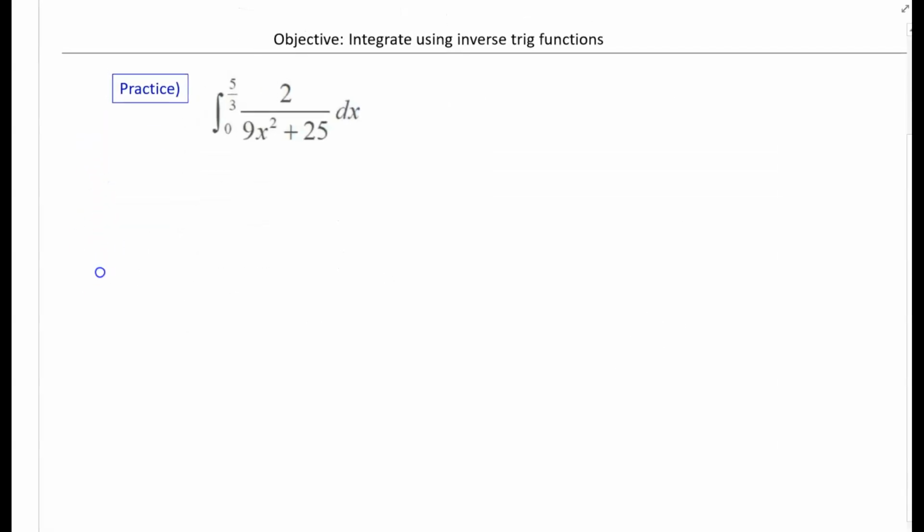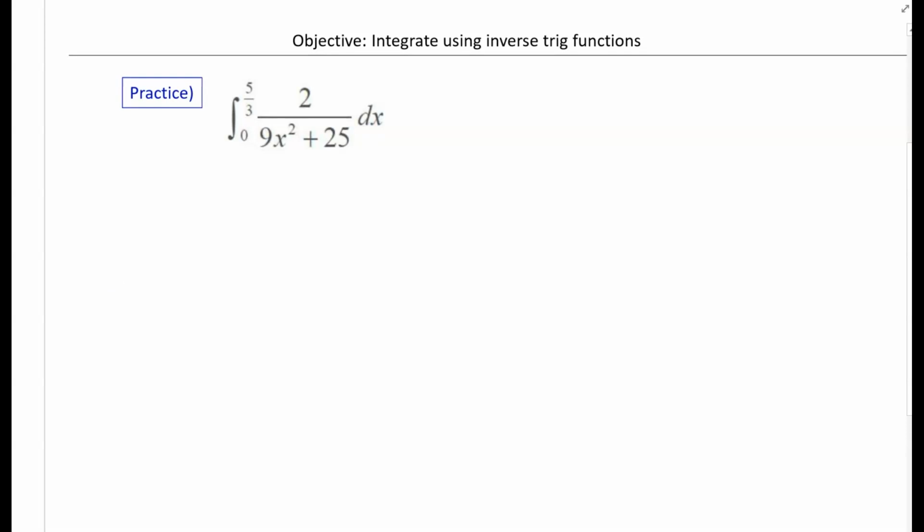All right, so here is a practice problem. Please go ahead, pause the video, try this example, and then evaluate. All right, hopefully you paused the video and tried this example.